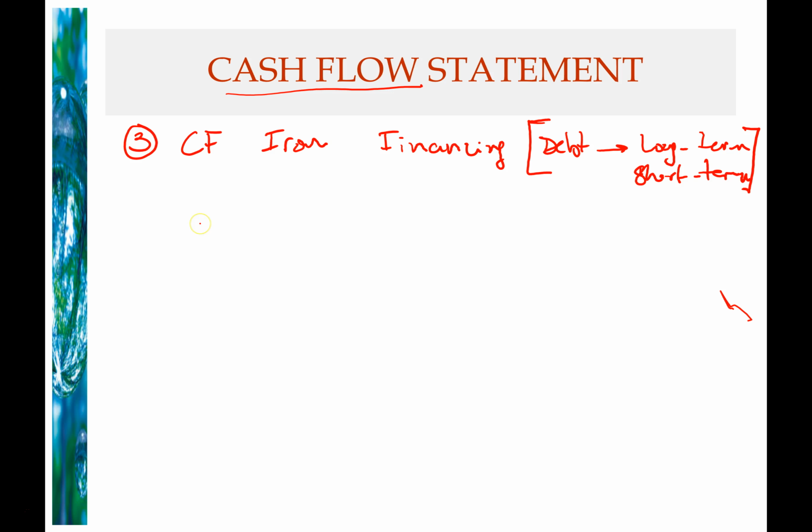Well, if I need to borrow money from the bank, or from shareholders, or wherever I'm getting the source of money from, it is going to be under cash flow from financing. So your cash will increase if you've obtained a loan from the bank, right?